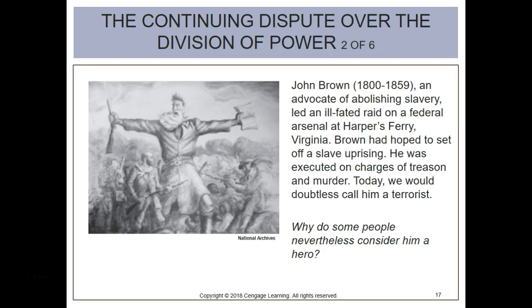John Brown was another famous character in history, and he was opposed to slavery. He led an assault on Harper's Ferry in Virginia. A very famous site if you ever have a chance to go visit. A lot of good history there. And he was executed ultimately for the raid that he attempted at Harper's Ferry.